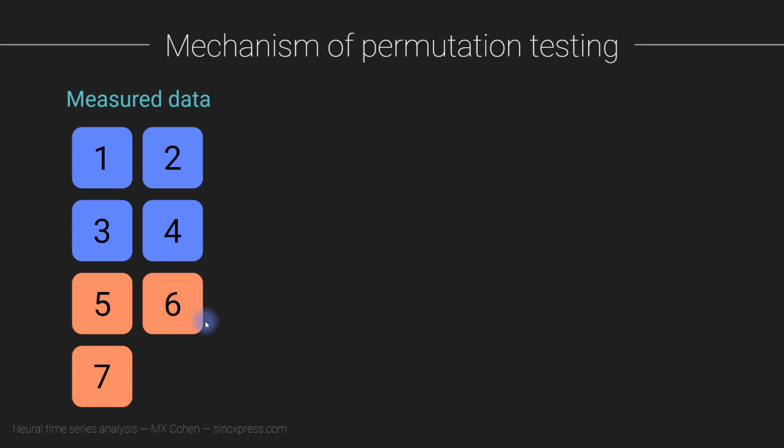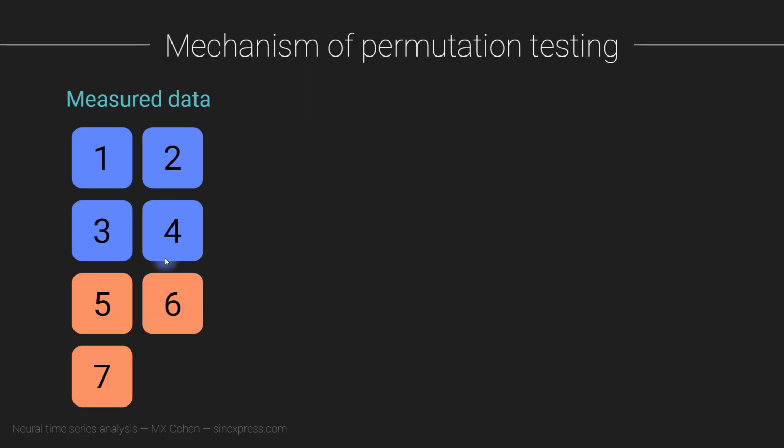Now, of course, for other reasons, it's preferable to have a balanced design. So when possible, you should strive to have your experiment such that you have roughly the same number of conditions in roughly the same number of trials in all of your conditions, roughly the same number of individuals in all of your groups, and so on. But if you don't have an exact matching number, then it's okay. All right, so here we have seven measured data points and two conditions.